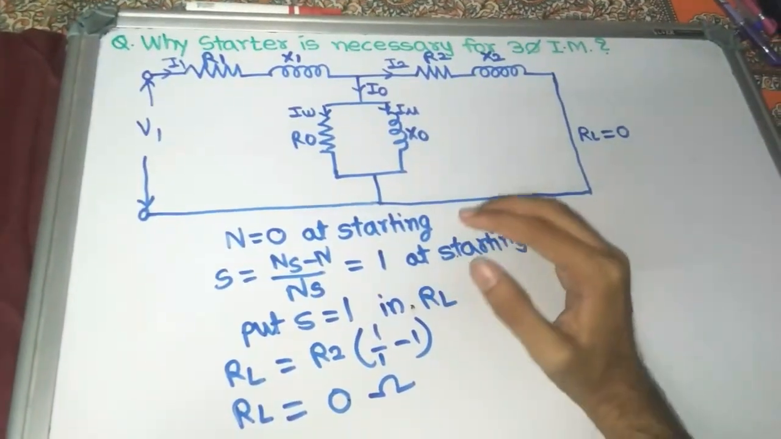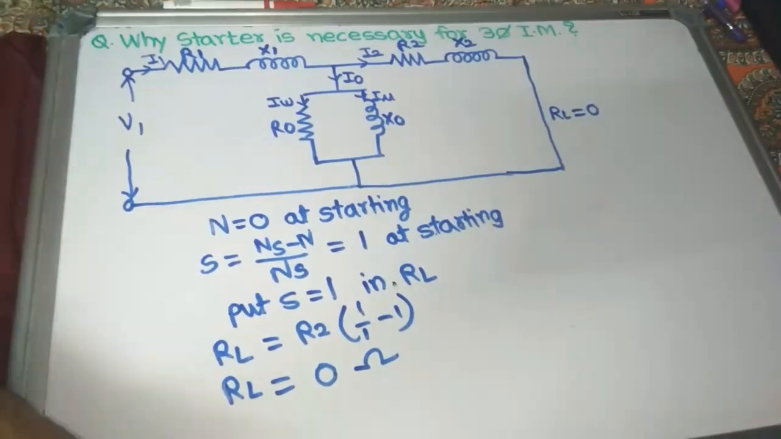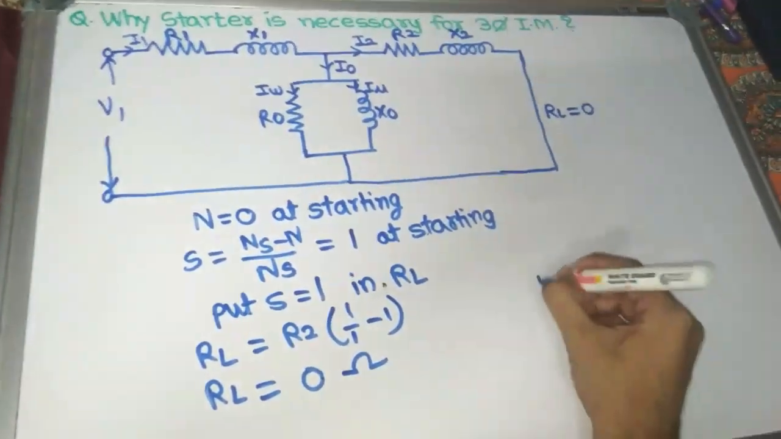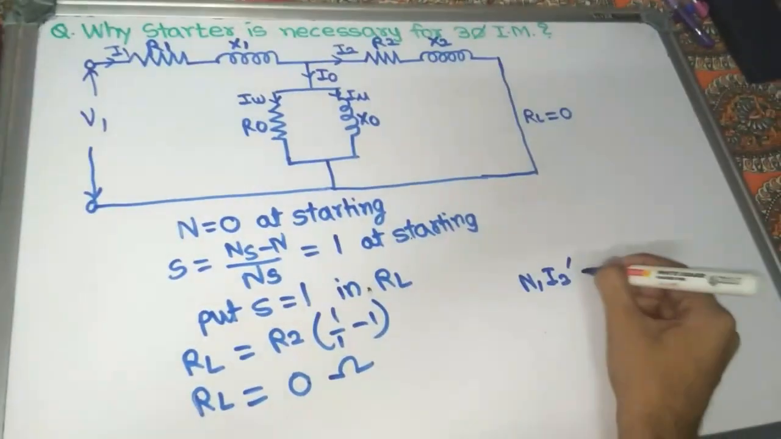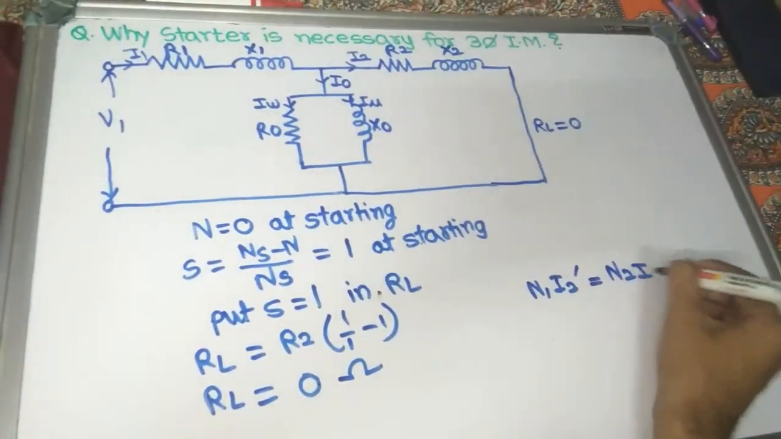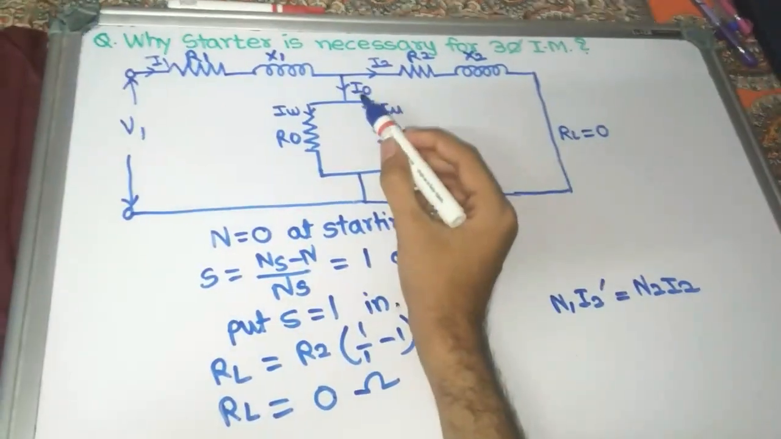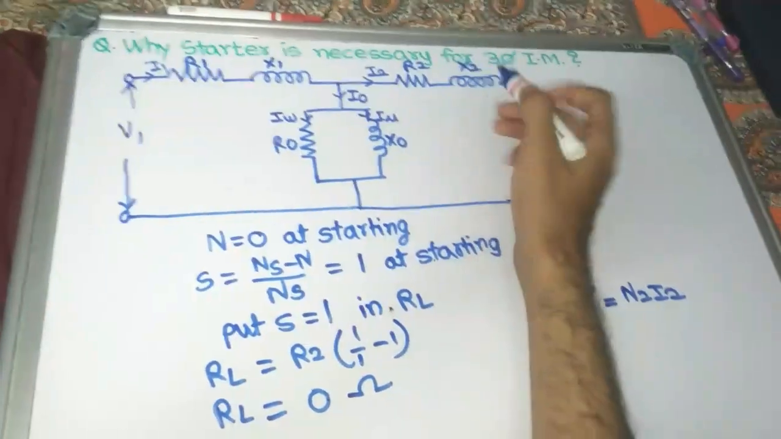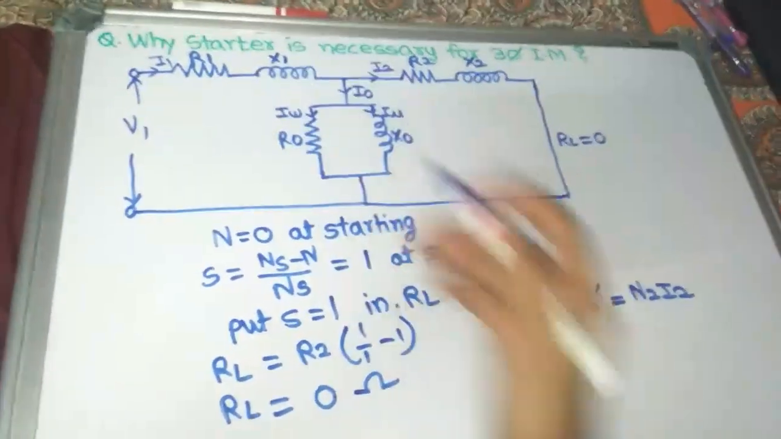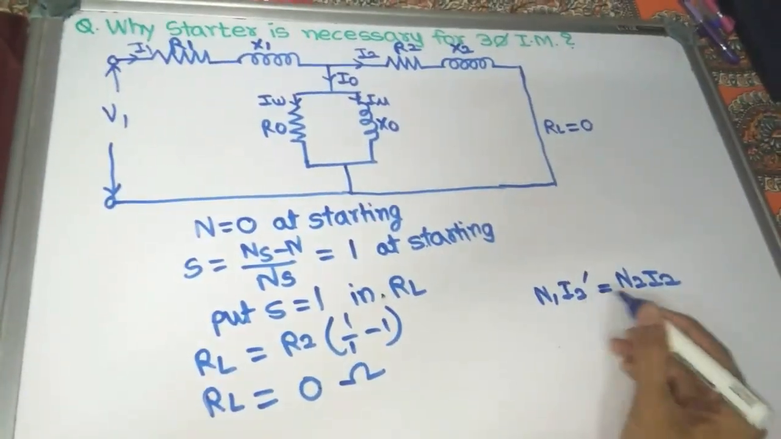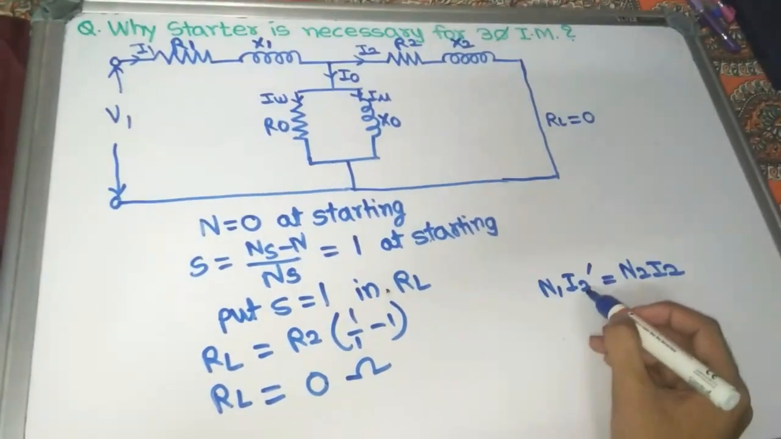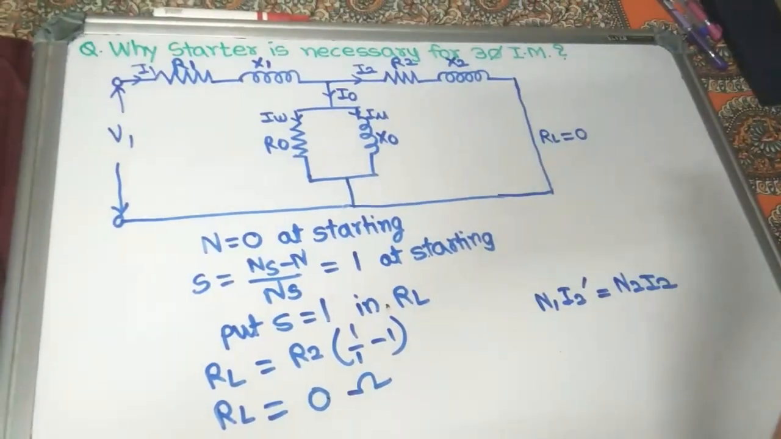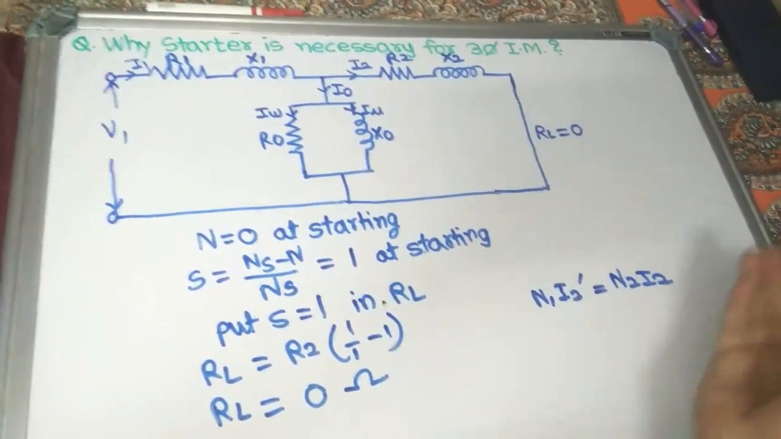And as the induction motor acts as a rotating transformer, according to the transformation ratio, N1 I2 dash equals N2 I2, meaning N1 I1 equals N2 I2. But if we shift the I0 branch to the left side and combine R1, X1, R2, X2 together, then we get N1 I2 dash equal to N2 I2. And what is the current I2 dash? I2 dash is the reflected current of the secondary winding, that is the rotor winding, in the primary.